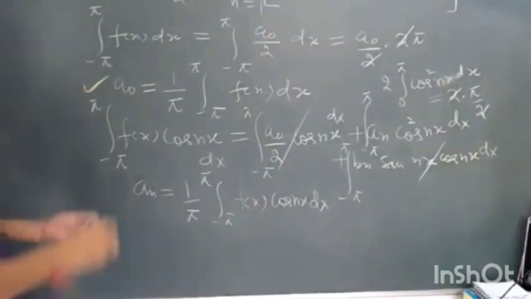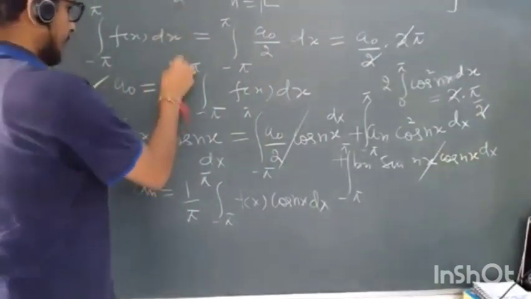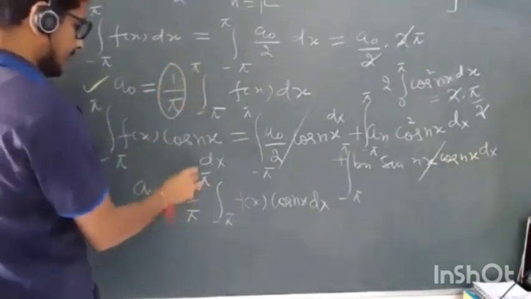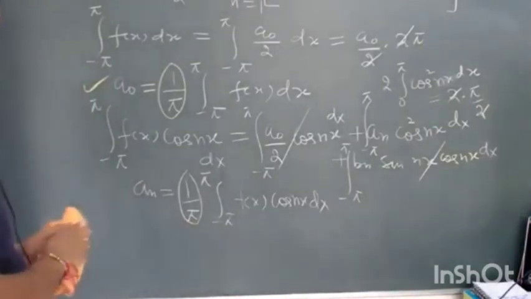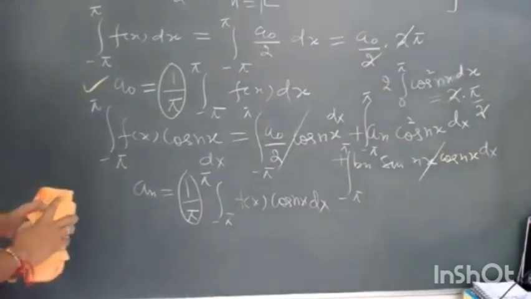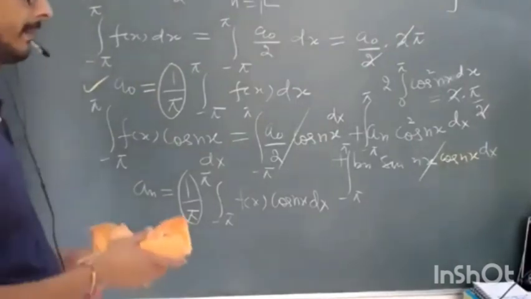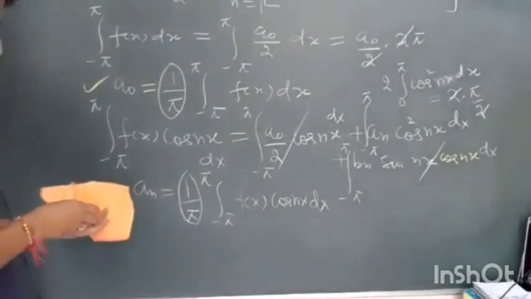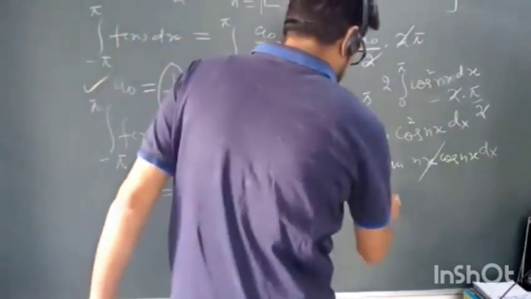So you see, because of this symmetry, a naught by 2 was taken so that here also 1 by pi comes, and here also 1 by pi comes. So the formula will become elegant. It will look a little more symmetric and better, that was the only reason. So it is very symmetrical. So now if I directly write the bn formula, so bn I can now write directly.